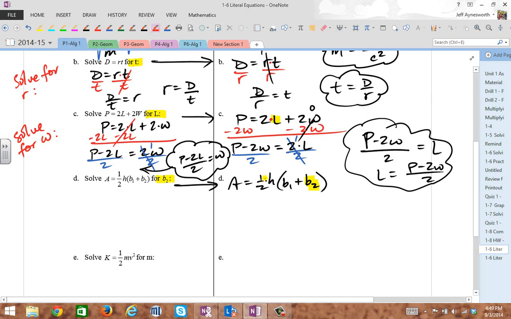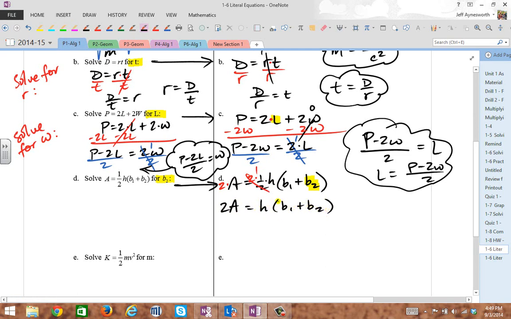So you have a choice. You could distribute through these terms, do it that way, and you'll get an answer, which would be okay. Or you can start canceling out right now, and what I like to do is multiply by the reciprocal on both sides. And the reciprocal of 1/2 is 2. So if I multiply both sides by 2, I can cancel out the reciprocals, no problem. I can get 2 times A is equal to H times B1 plus B2.